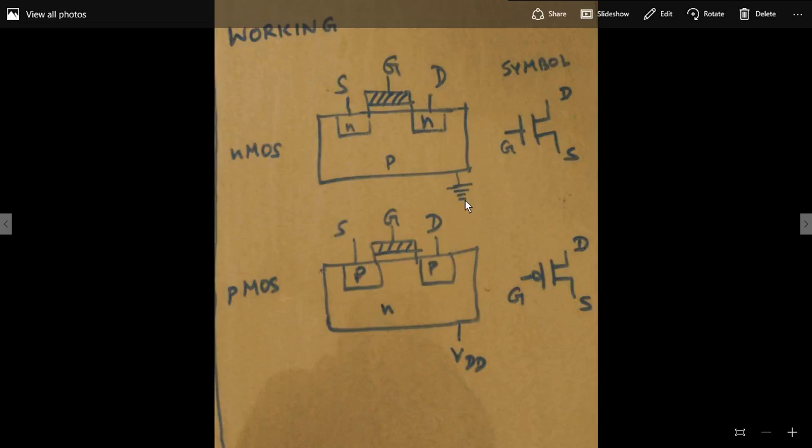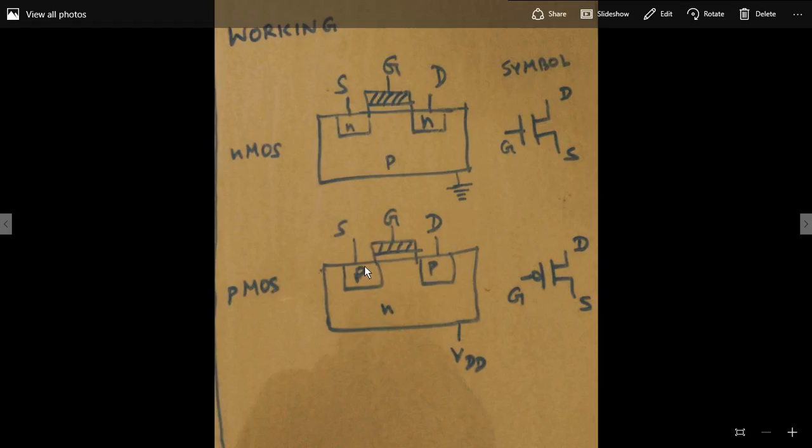If we go for P MOSFET working, it will be the exact opposite of what we saw in N MOSFET. In N MOSFET, the body was connected to ground. In P MOSFET, the body should be connected to high voltage, again to ensure source and drain reverse bias conditions. So similarly, we'll check here.